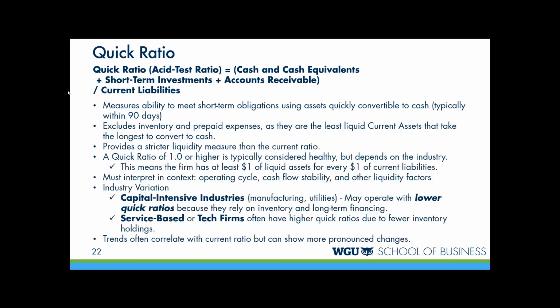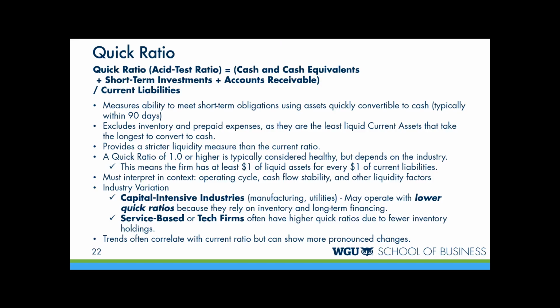Okay. So the next ratio to talk about is a variation on the current ratio, and that is the quick ratio, also called the acid test ratio. And this is going to be a very specific form of the quick ratio. Now, in other courses you may have taken, you may have seen different formulas for this ratio. A common formula used for this ratio is total current assets minus inventory divided by current liabilities.